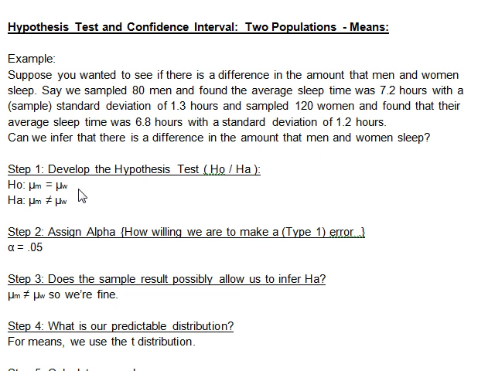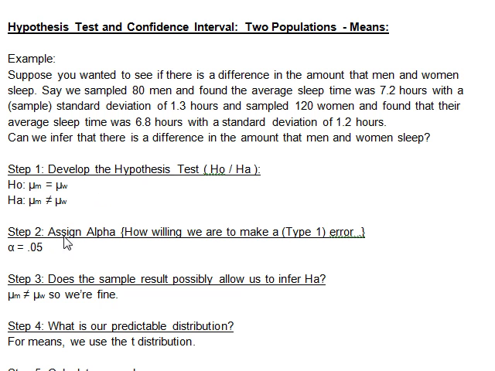Okay, so step one, we develop a hypothesis. Now we always try to see what we're trying to infer, and we write that as HA. So is there a difference? So the mean of men is not equal to the mean of women. And then the null hypothesis is the opposite of that, so the equal. And we always just use the equal with the null to anchor our assumption, so we can calculate a p-value.